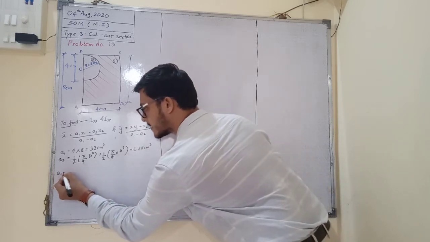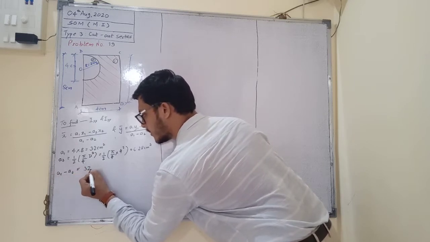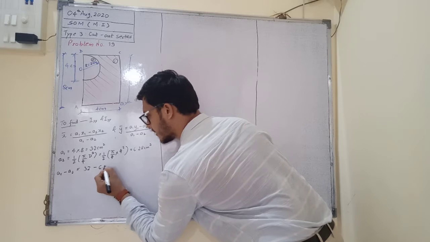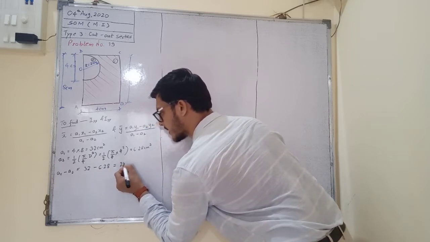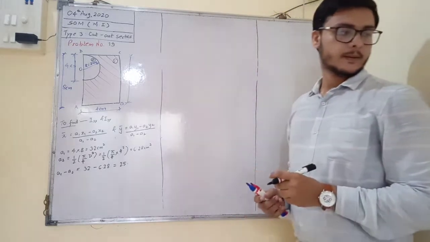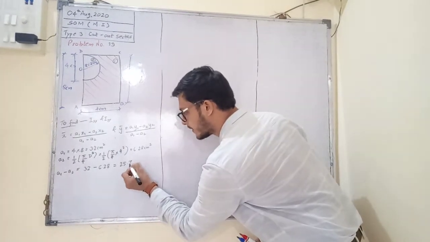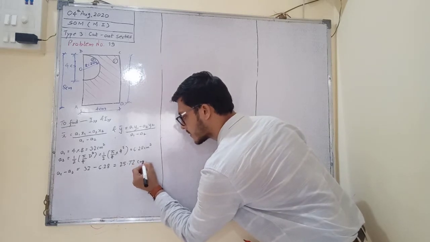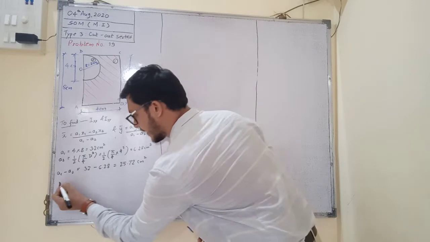So A1 minus A2 will be how much? A1 minus A2, that is 32 minus 6.28. So I am getting the answer as 25.72. 25.72 centimeter square is the difference of area. Now x1, x2 I don't know.